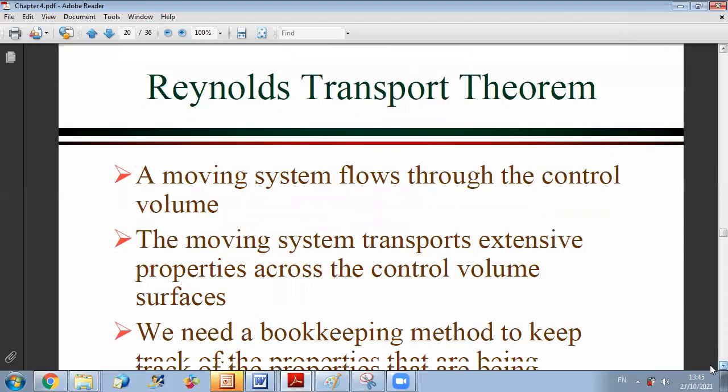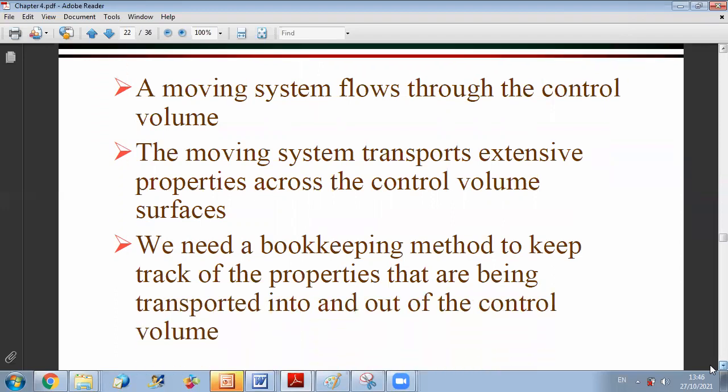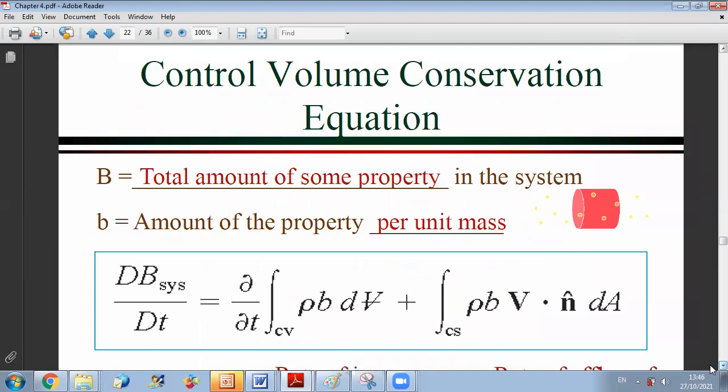So the Reynolds transport theorem will be a moving system that is flowing through a control volume. This is the whole idea. And I want to try to relate the properties of the system and the control volume. Now, in order to understand this theorem, I will first describe it, and I will give you a 2D example to understand what each term represents. So first I will state what the control volume conservation equation represents.